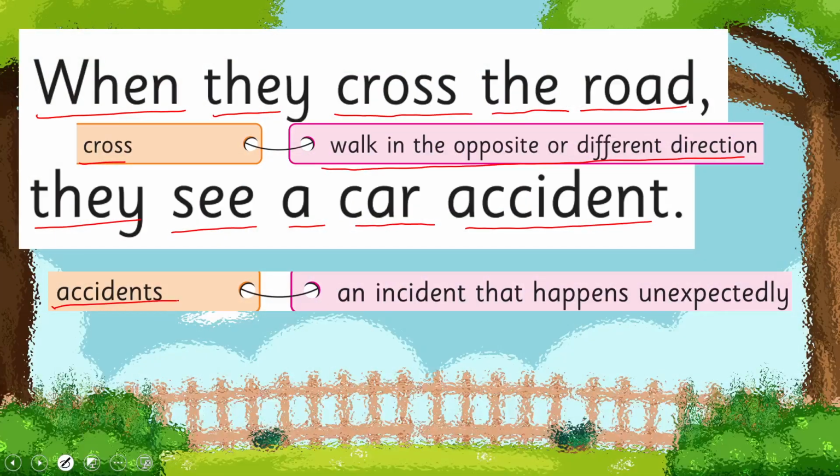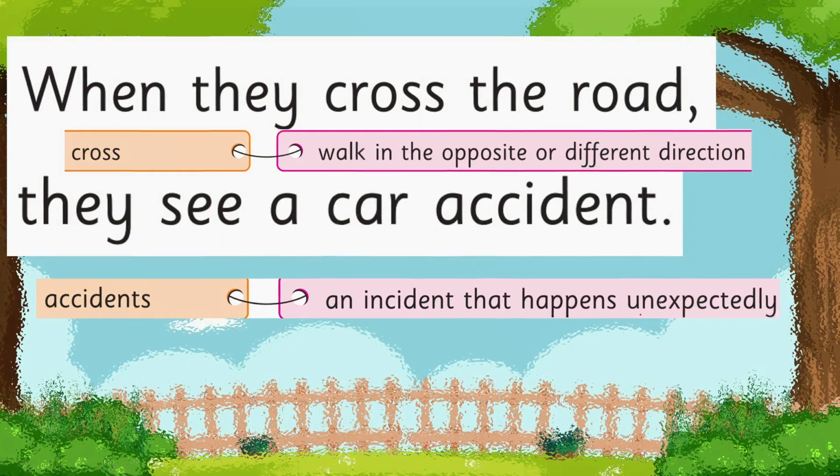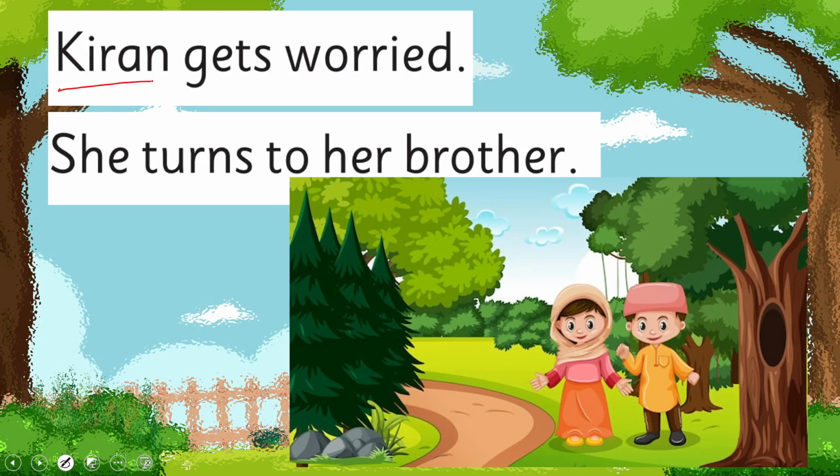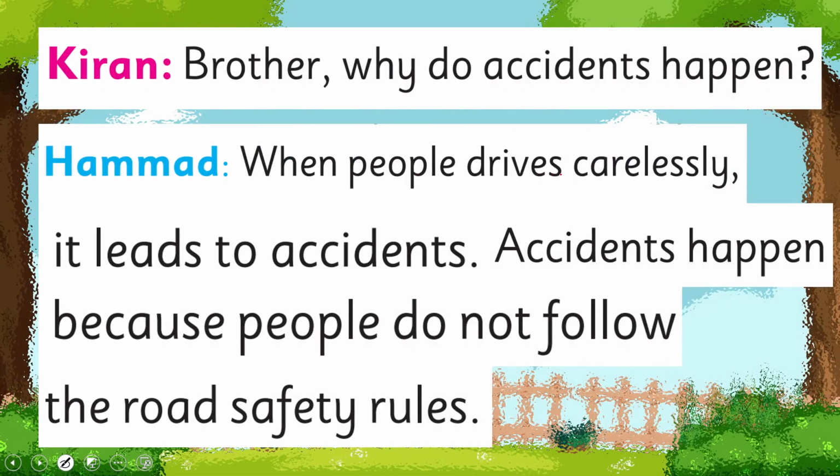And what does accident mean? An incident that happens unexpectedly, all of a sudden. Okay, there is an unexpected incident. Kiran gets worried. Now Kiran is upset. She turns to her brother and asks, "Brother, why do accidents happen? What is the reason why accidents happen?"